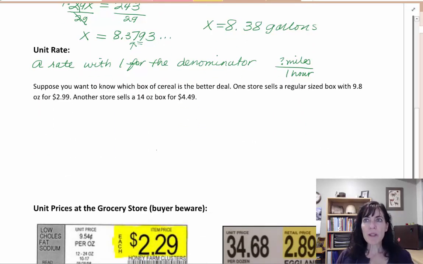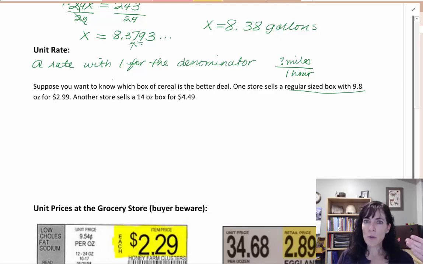Suppose you want to know which box of cereal is the better deal. This is something that happens to me a lot in the grocery store. I look for bargains and I always want to find the best deal. So I can use unit rates to help me do that. One store sells a regular sized box with 9.8 ounces for $2.99.